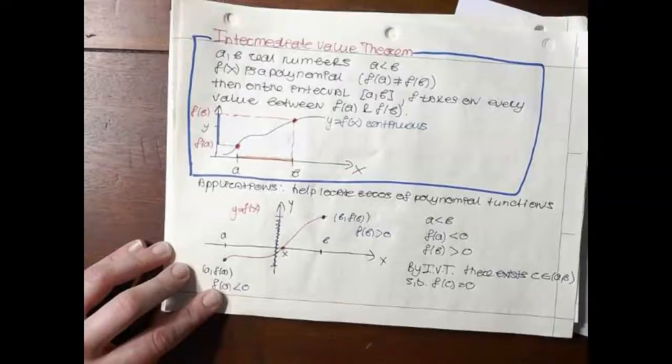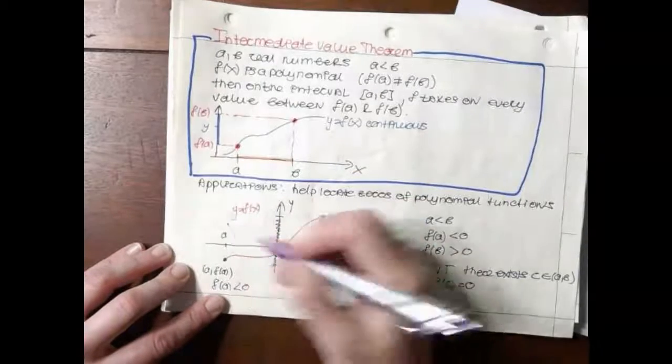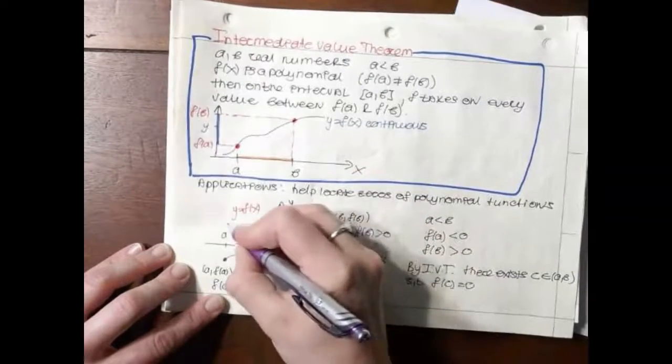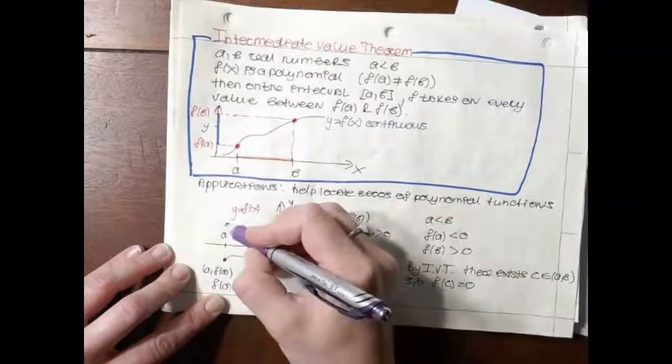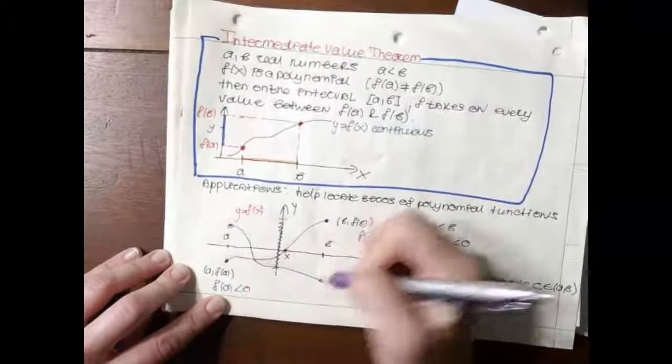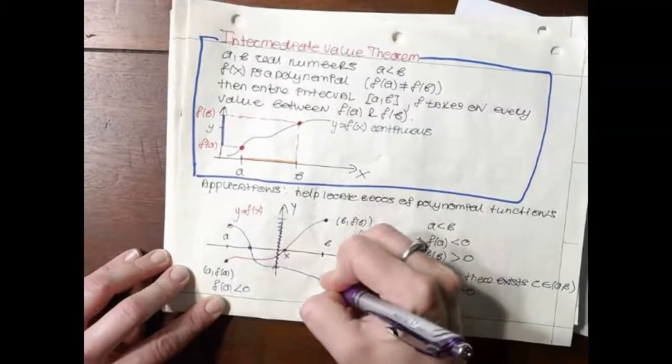And you can go in the opposite direction. If f of a was positive and f of b was negative, then that would mean that somewhere I must cross the x-axis in order to get to f of b.